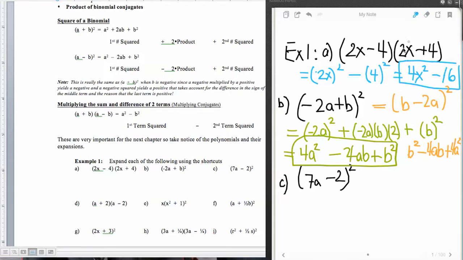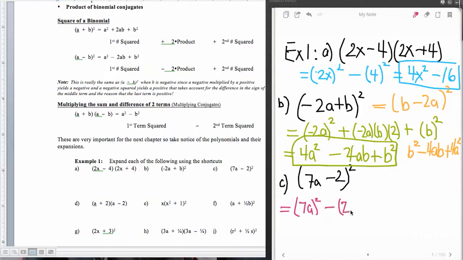All right, so this continues example number 1 from section 7.3. In looking at part C here, what we recognize first is that we have a binomial squared. So that means I'm going to take my first term and square it. And then because the middle term's a negative, I know my middle term's a negative.